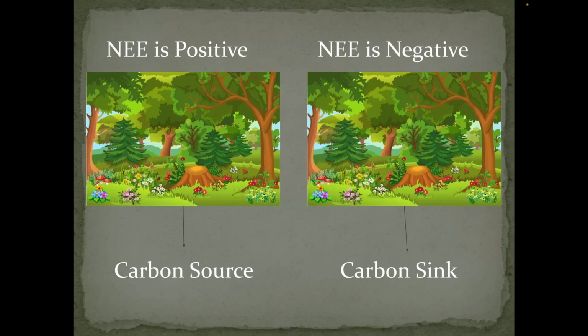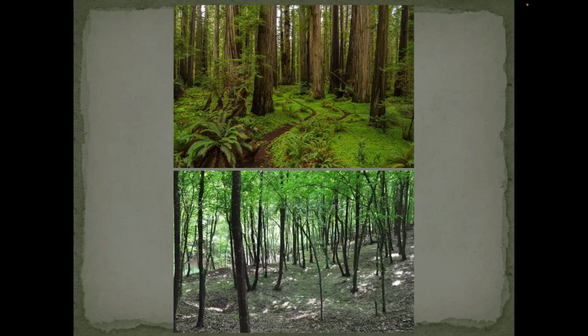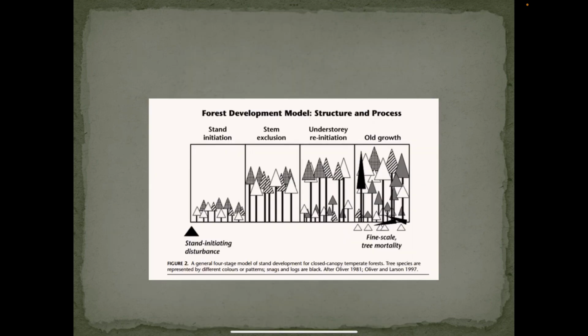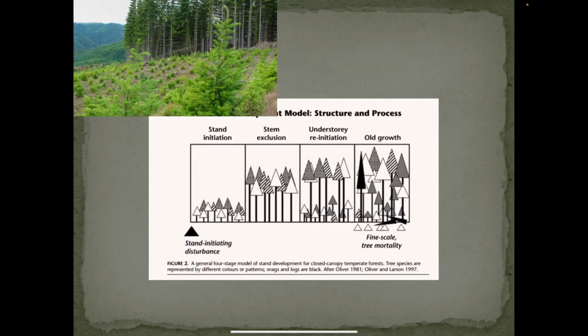If you've ever seen an old growth forest, you know it is much different from a young forest just by looking at it. As a forest ages, its carbon production also changes. Let's start by looking at how a forest changes over time. We call this forest succession, and it begins with the stand initiation phase, which is where tree seedlings have germinated and begin to grow as fast as they can.